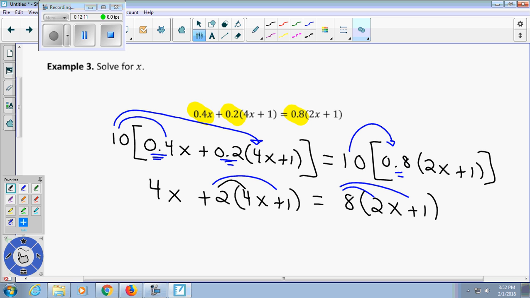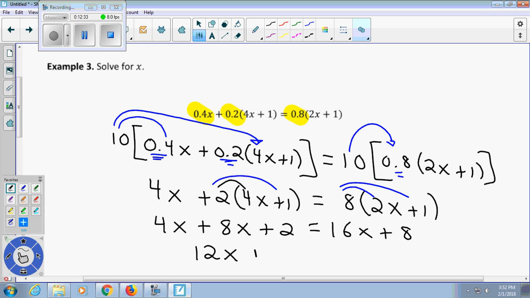Okay, so let's see. This is 4x. Then we have plus 8x plus 2. And that's equal to 16x plus 8. On the left, okay, we have a 4x and an 8x, which is a 12x plus 2. That's equal to 16x plus 8. So simplify both sides as far as we can go.